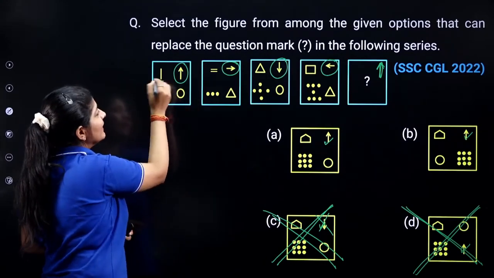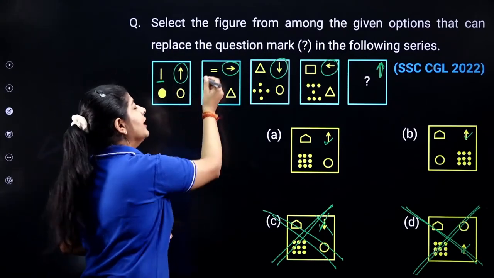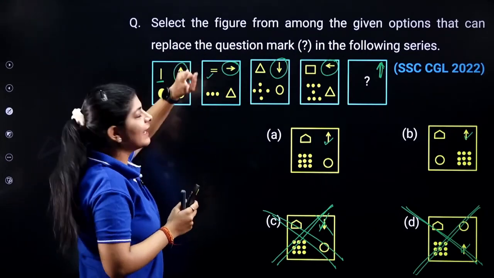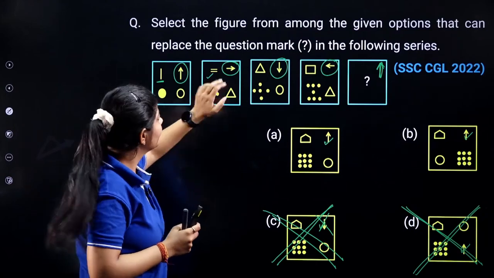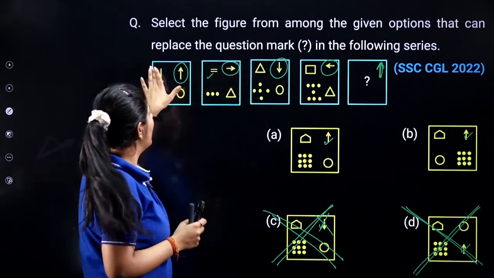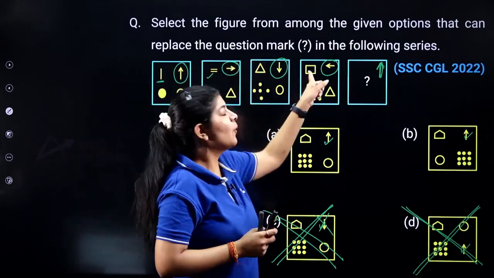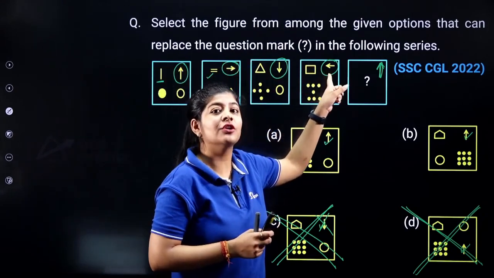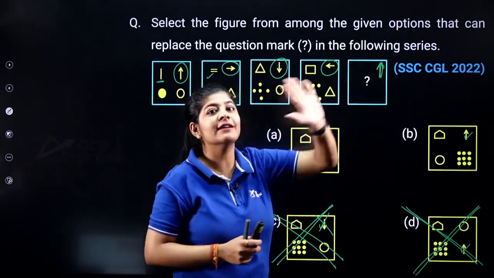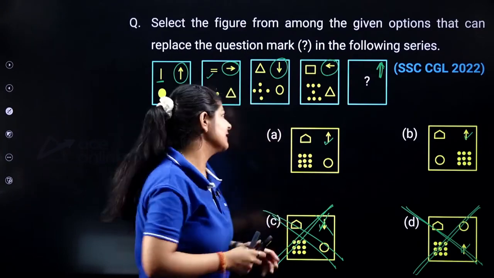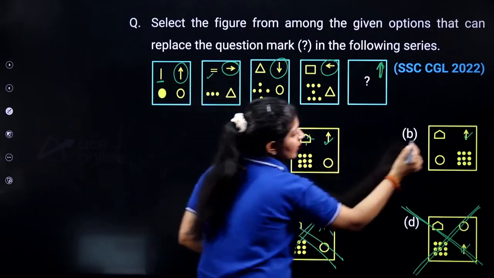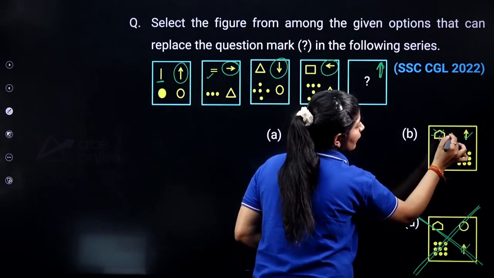Here I am having one single vertical line. It changed into 2. That means the number of lines are increasing. Here we are having 2 horizontal lines. Now again the line is increased and it becomes a triangle. 1, 2, 3. One more line is increased and it changed into square. That means whatever figure we are having over here has 5 lines. Do we have that? 1, 2, 3, 4, 5. Yes. Here 1, 2, 3, 4, 5.